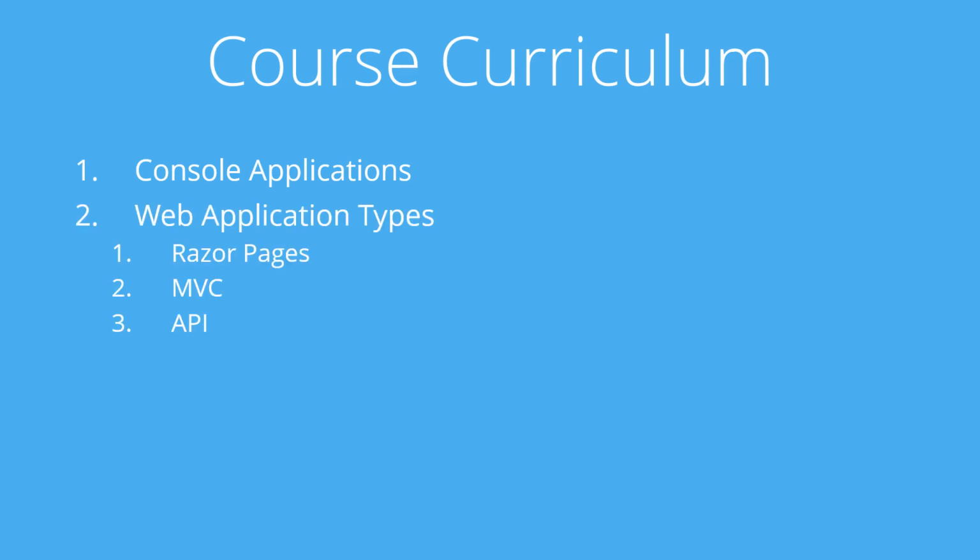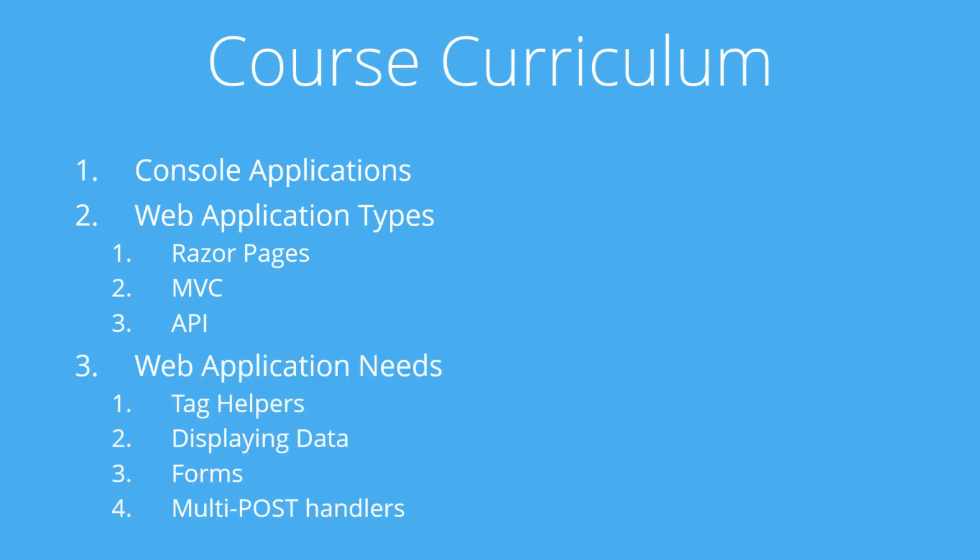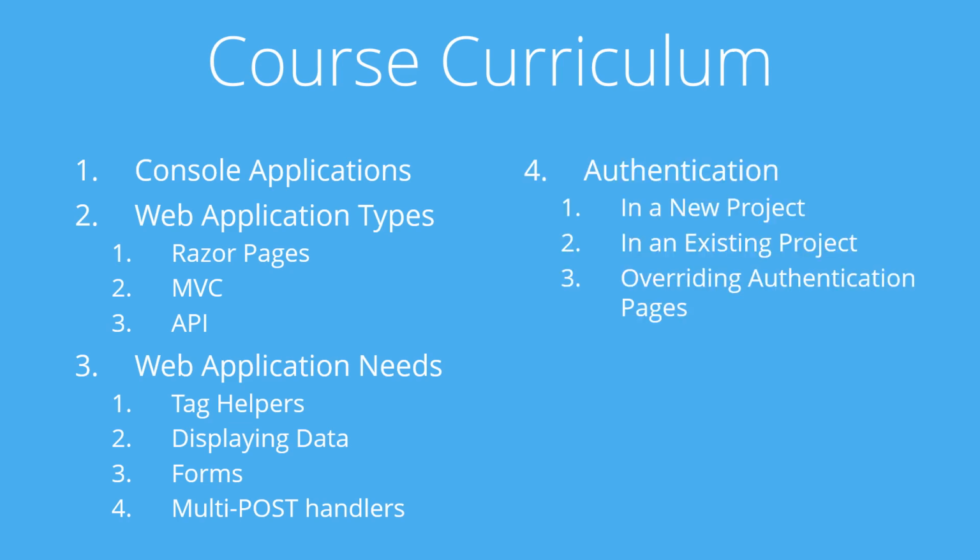Next, we're going to look at the web types in .NET Core. This is where we'll spend most of our time, since that's where the majority of your work will be in the .NET Core. We'll create a web application with Razor Pages, an MVC application, and an API project. After that, we'll look at how to get data to and from web pages, including forms, multi-post handlers, and more, before we move on to how to set up authentication on a new project or an existing site.